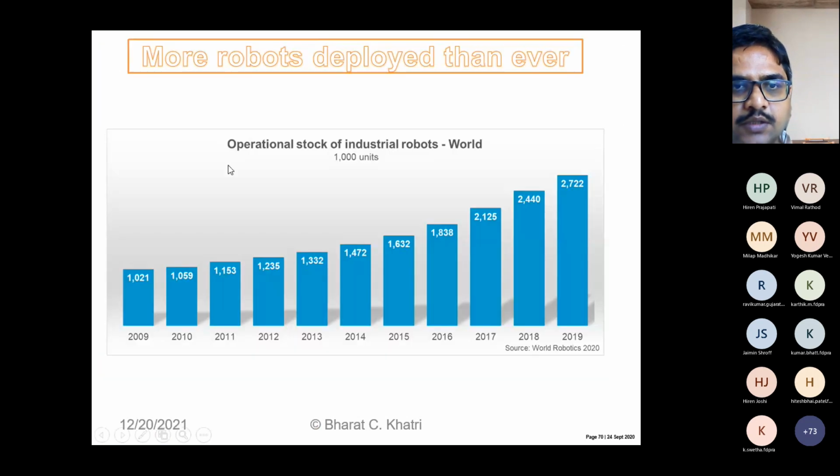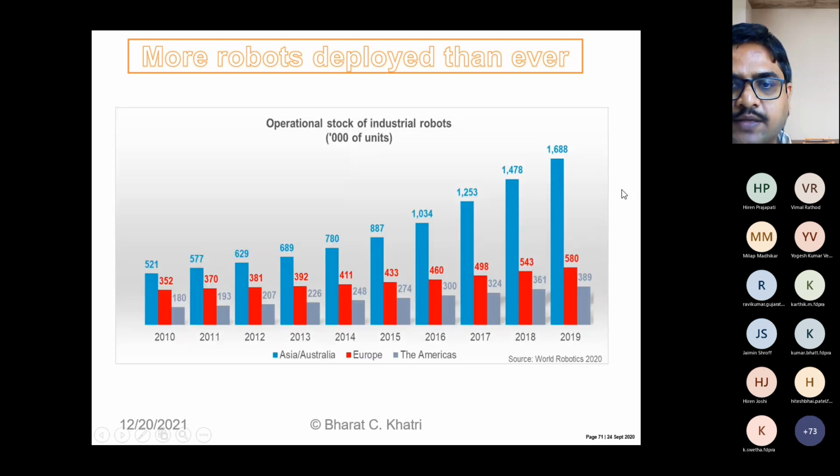Here we'll see the data of the operational stock of industrial robots in thousands, and how it is growing. Earlier it was only about 1 million robots, and nowadays it is 2.7 million robots in 2019. So it is continuously growing. People are using the robots. Here in Asia, Europe and America, you can see how they have increased the use of robots. So in Asia and Australia, about 1.6 million robots are used nowadays, which is more compared to Europe.